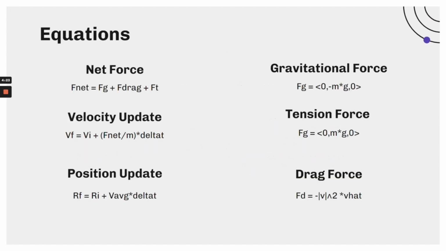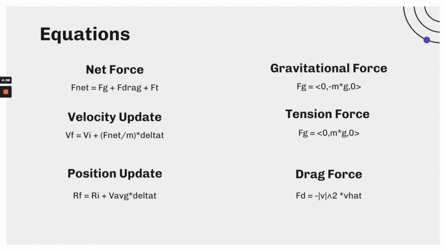The equations that will be used today are net force, which is F net equals the force of gravity plus the drag force plus the tension force of the slinky. The velocity update formula is VF equals VI plus F net over M times delta T. The position update formula is RF equals RI plus V average times delta T.